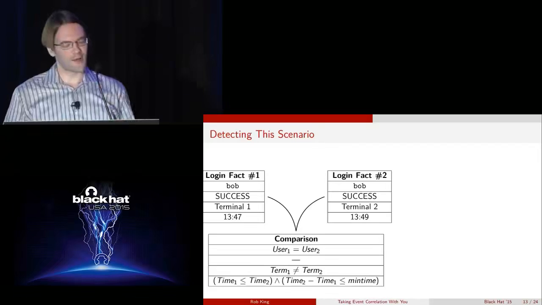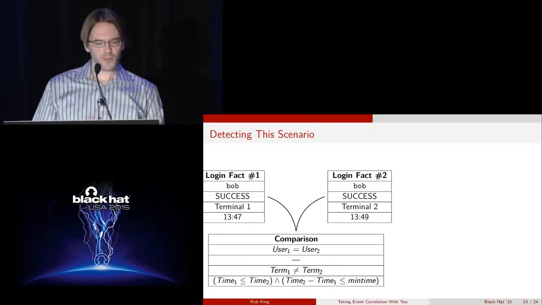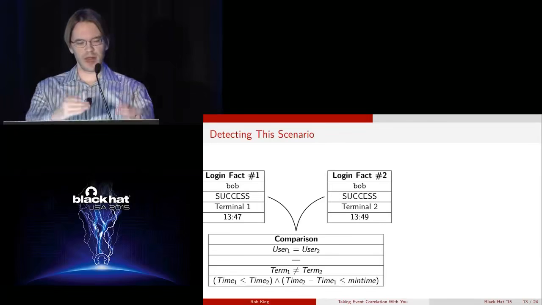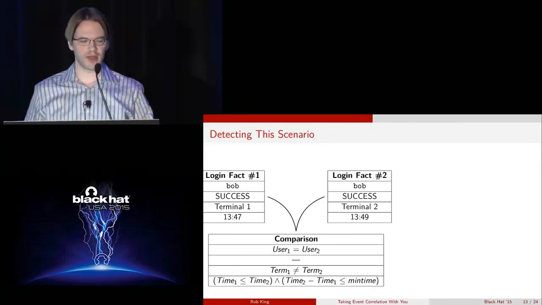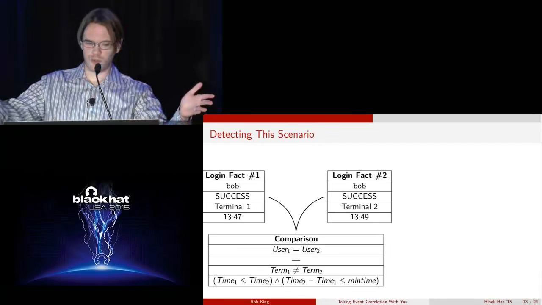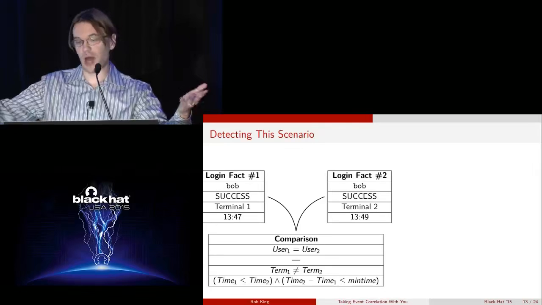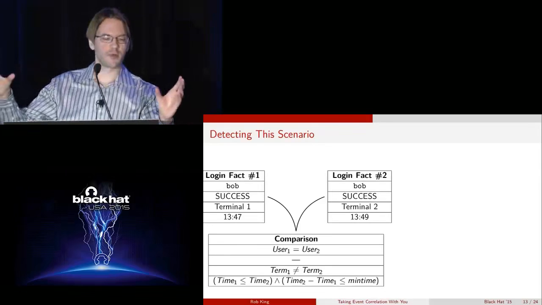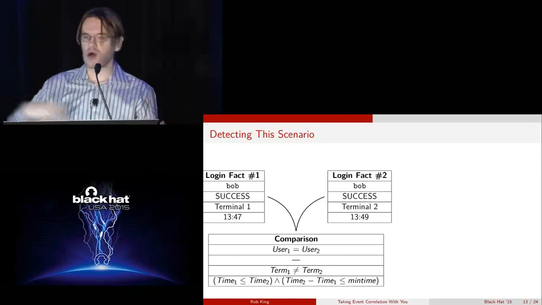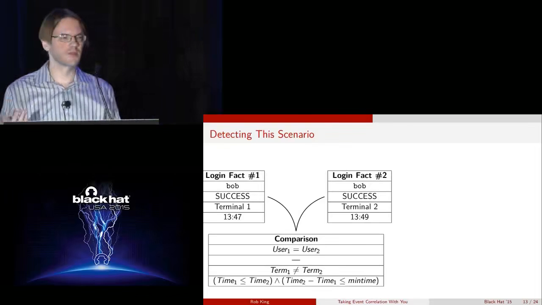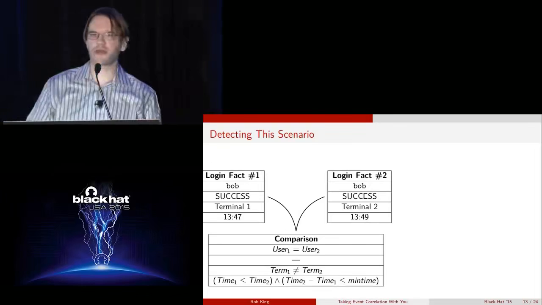But it does. Anyway, it's a comparison. We're looking at the comparison. So we're asking a complex question. The question is these collections, this conjunction of predicates down here at the bottom. We want to see user 1 equals user 2. We don't care if it's success or fail. We might, but in this case we don't. Terminal 1 can't equal terminal 2. And time 1 is less than or equal to time 2. And time 2 minus time 1 is less than or equal to minimum time, which, whatever that is, we could calculate that dynamically.